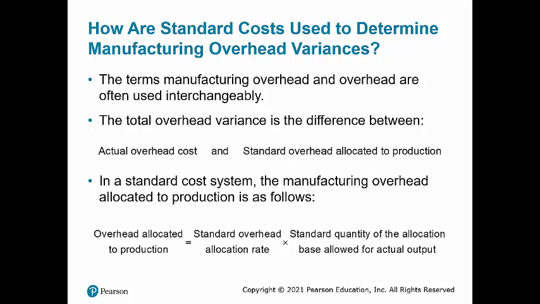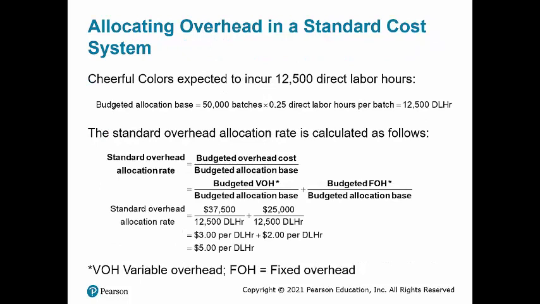by the standard quantity of the allocation base allowed for actual output. In a standard cost system, the standard overhead allocation rate replaces the predetermined overhead allocation rate that we used in previous chapters, but the concept is the same. It is a rate calculated during the budgeting process when other standards are determined. Let's begin by computing Cheerful Colors' standard, variable, and fixed overhead allocation rates.